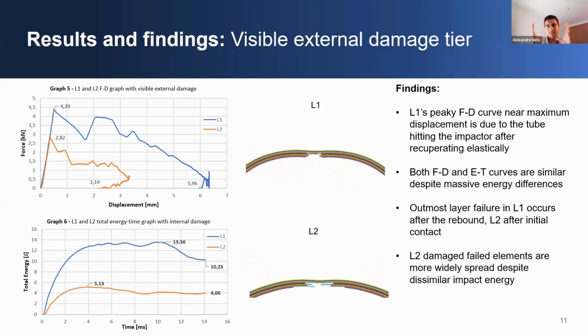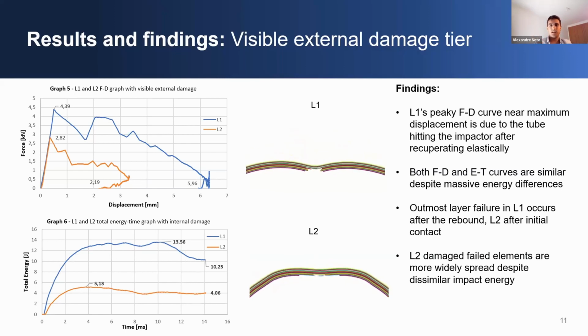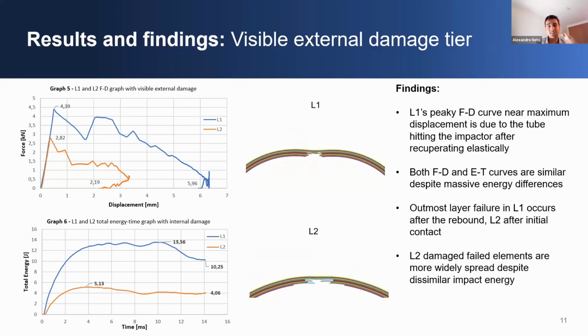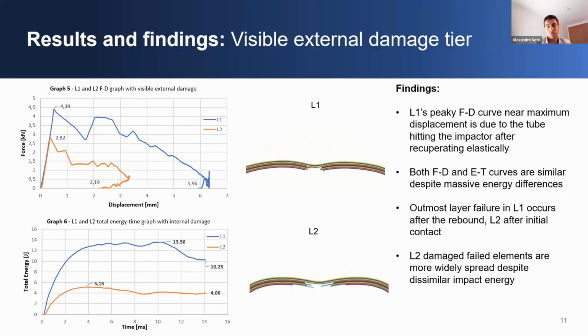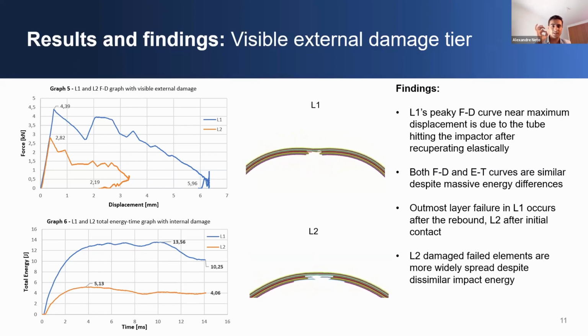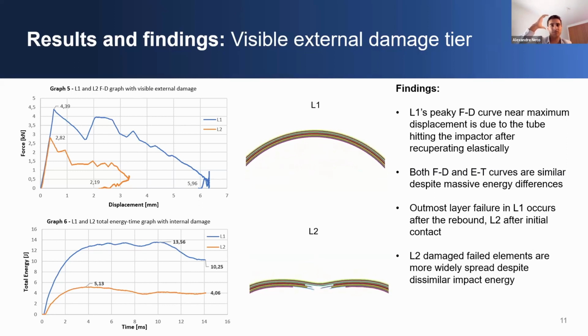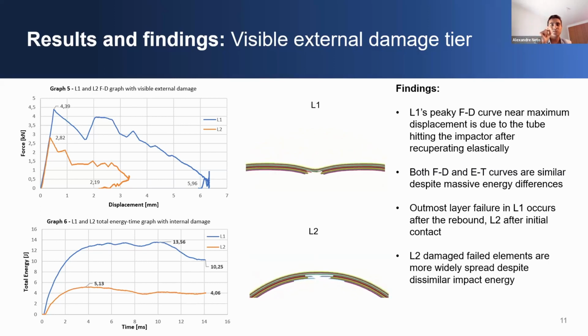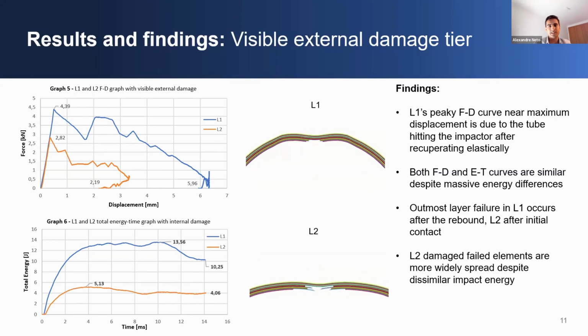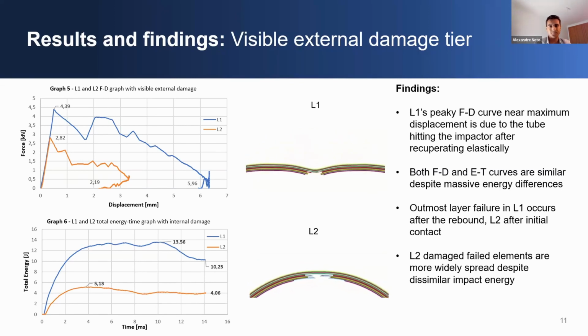Again, L1's peaky, let's say, FD curve near the maximum displacements is due to the tube hitting the impactor after recuperating elastically. Both FD and ET curves are similar despite massive energy differences. For me, this is the most curious thing, that the outmost layer failure in L1 occurs after the rebound, after impact, and L2 suffers after the initial contact, which is very interesting. And lastly, the L2 damaged fill elements are more widely spread despite dissimilar impact energy.